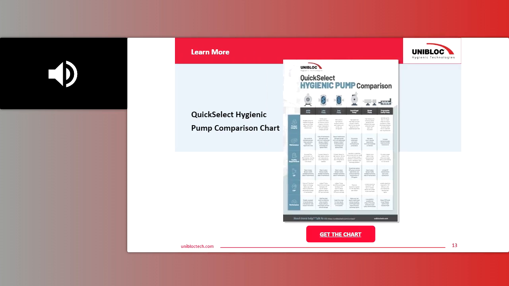So that's kind of the 6 pump technologies. Uniblock has put together a nice little hygienic pump comparison chart that goes through these 6 technologies. It gives you the pros and cons of each of the different technologies. On the slide here, it's accessible on our website, uniblocktech.com. We'll also have a link from this presentation, from this webinar, to be able to click if you're interested in this slide.